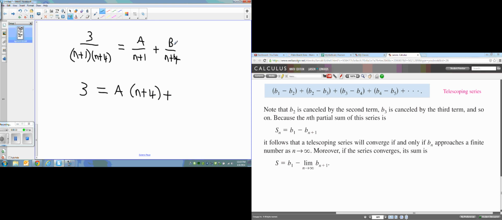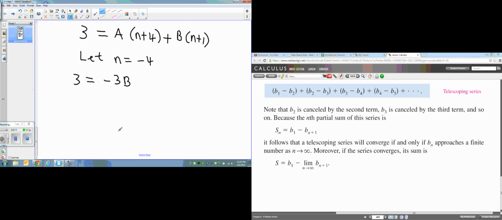Then plus, if I multiply this one by the LCD, the n plus 4s would cancel, and I'd be left with b times n plus 1. So now we're going to try to find a and b. First, I'm going to let n equal negative 4. If I let n equal negative 4, this equation becomes 3 is equal to a times negative 4 plus 4, which would be 0, because 0 times a is 0. But b times negative 4 plus 1 would be negative 3b, in which case I see that b is equal to negative 1. So I found the value of b.